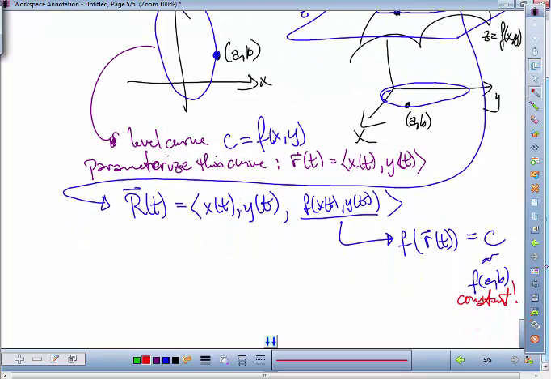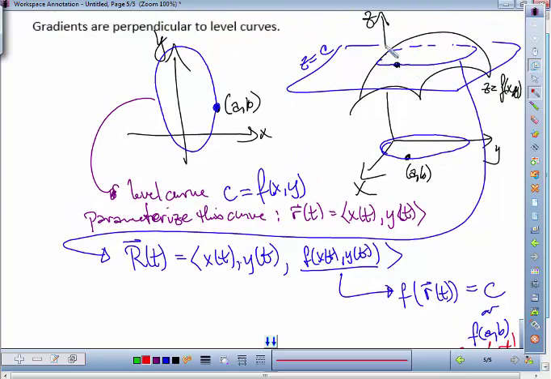Yes? What does that big R of t stand for again? Big R of t is this circle up here in 3 dimensions. Okay, so it's that little bowl. Not the bowl shape. Maybe I should do this in green. R of t is this. It's a 3-dimensional curve. It's a curve that lives in 3 dimensions, right? That has the same x and y value as that level curve that we parameterized.